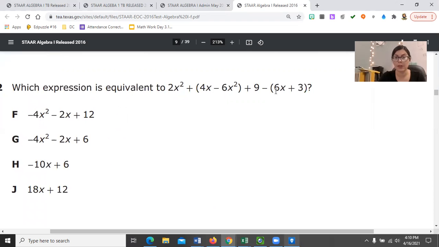So I'm going to make a graph for this one, and I'm going to type in the other ones, and I'm going to see which one has the same graph. Because if they're equivalent, that means they're the same. So let's put this in the graphing calculator.